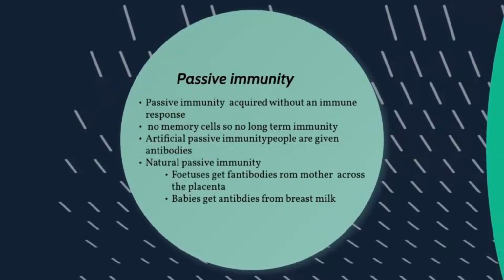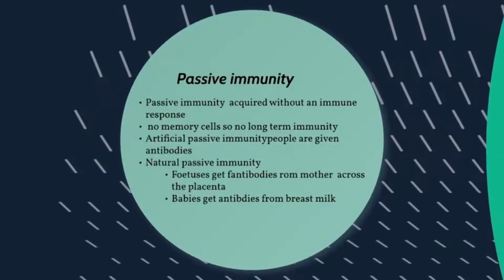But remember, in the future, they will not have a response against tetanus if they were infected again, because they don't have any memory cells in this case. The natural kind of passive immunity occurs normally when fetuses receive antibodies across the placenta from their mother.